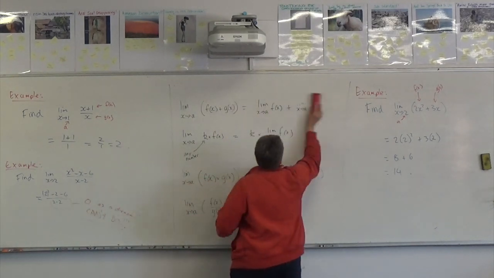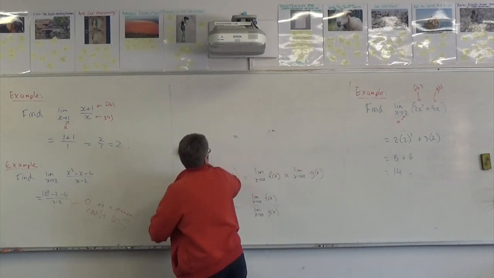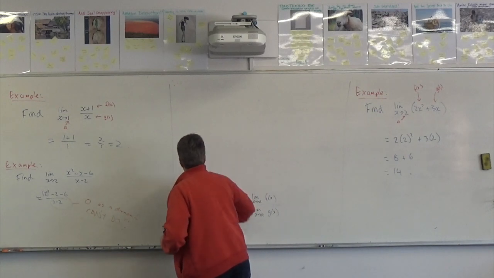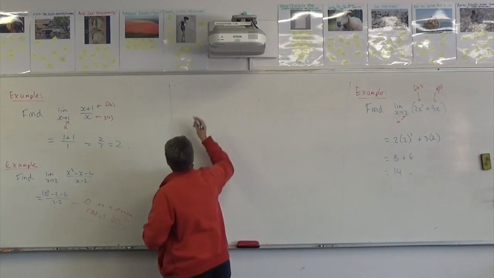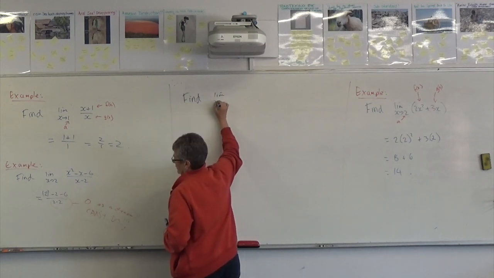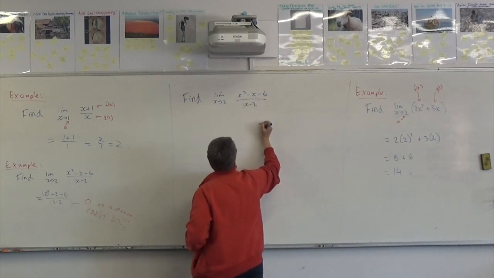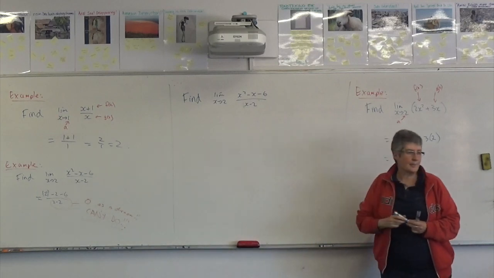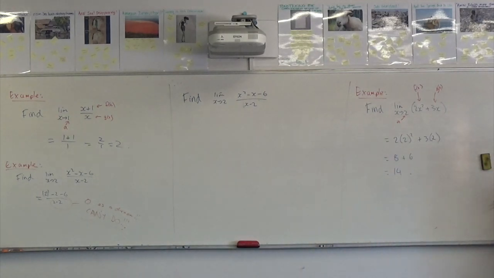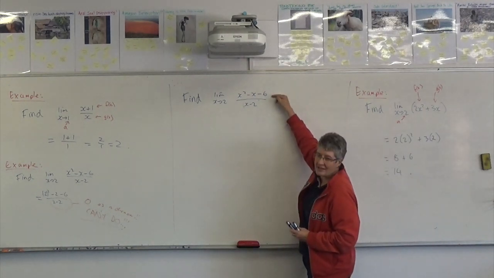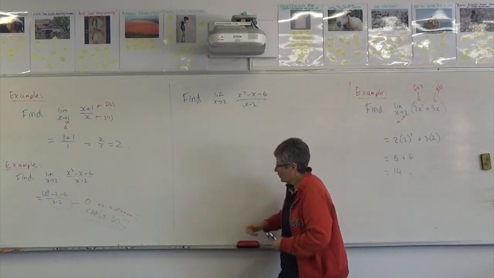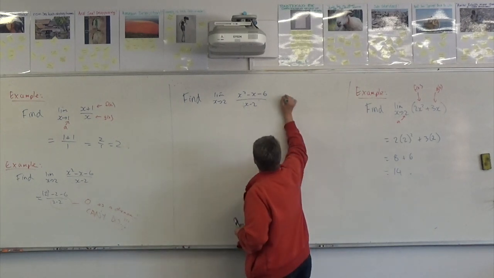So this is where... I'm just going to write it back up the top here. So we've got to do something first. Any idea of what we might be able to do first? Factorisation. So I can factorise this. So we've got to do factorisation.